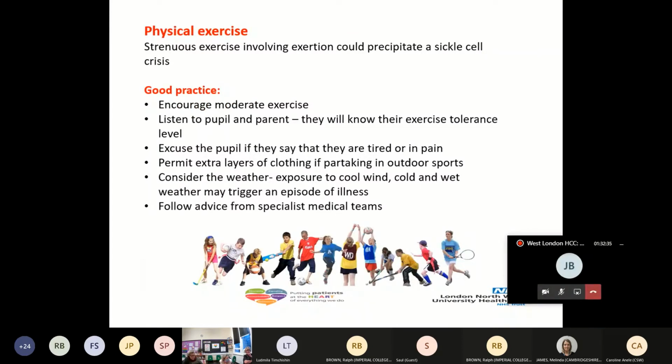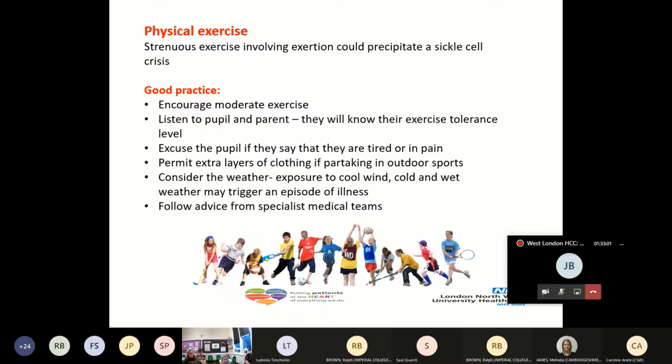So physical exercise, I spoke at the very beginning that we need children to exercise. Everyone needs to exercise. Even the children with sickle cell disease need to be doing some exercise. But even the action of exercise and any sort of physical exertion can precipitate a sickle cell crisis. So within school, we need to encourage children to do exercise and participate in PE.